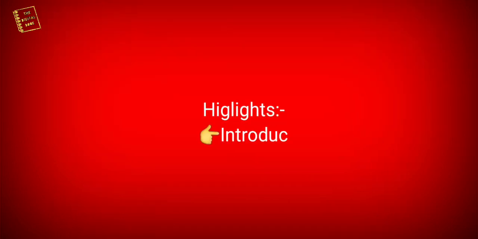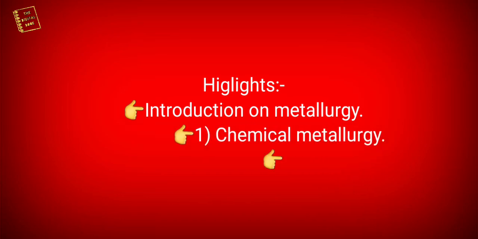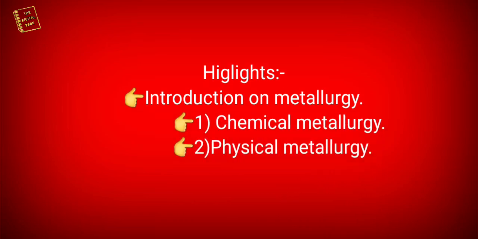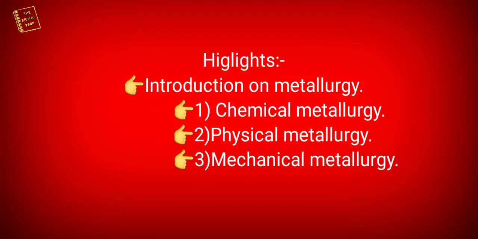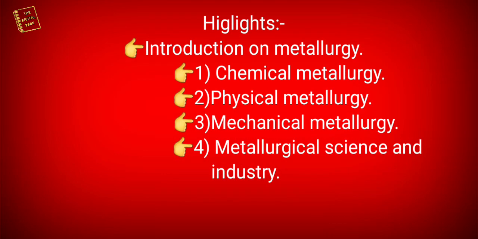Let's go through the highlights we have studied in this video. It is the introduction to metallurgical science, which is subdivided into 4 categories. Number 1 is chemical metallurgy. Number 2 is physical metallurgy. Number 3 is mechanical metallurgy, and number 4 is metallurgical science and industry.